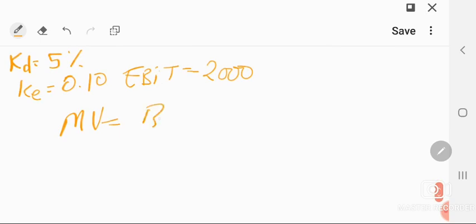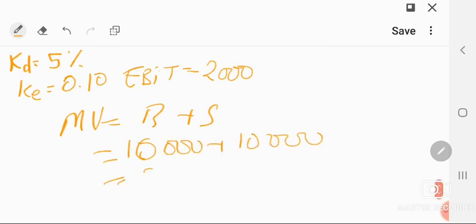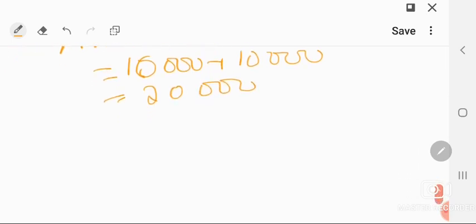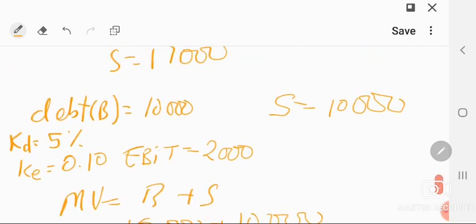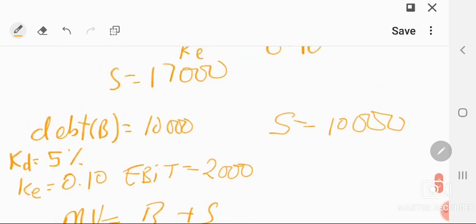Market value, B plus S, 10,000 plus 10,000. Here the market value has gone down. Next, we need to adjust, because we've increased it, but we want a constant change in the capital structure. If we change it like this, there is an imbalance in the capital structure.